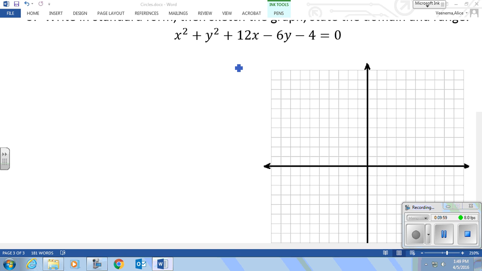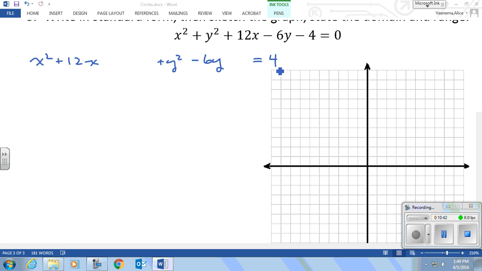So to convert this to standard form, take the two x terms. So we're going to get x squared plus 12x. And then take the two y terms, leave a bit of space there. So we've got plus y squared minus 6y equals, and take any constant, remove it from the left side of the equal sign. Okay, and I should have had a little bit of space there after the 6y, so let me just fix that, equals 4.